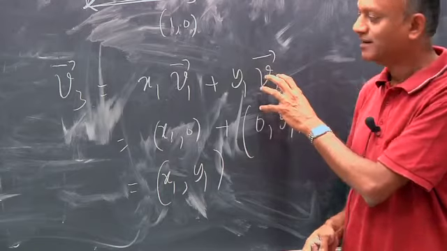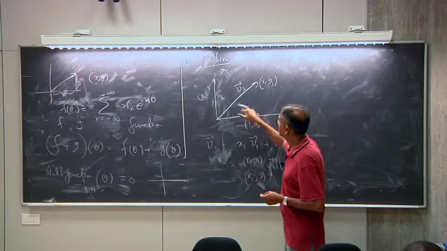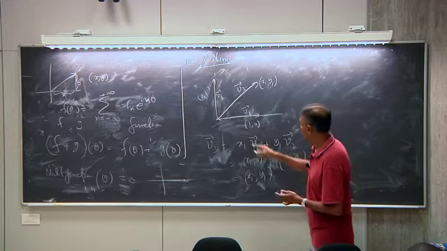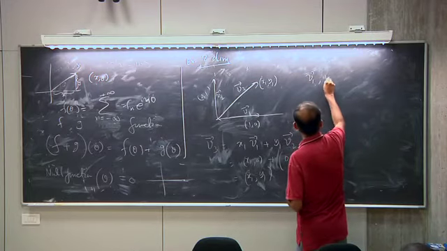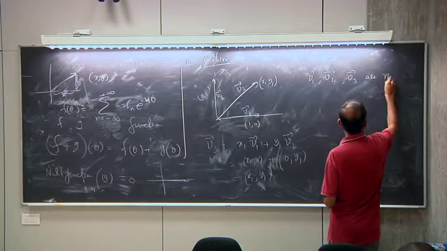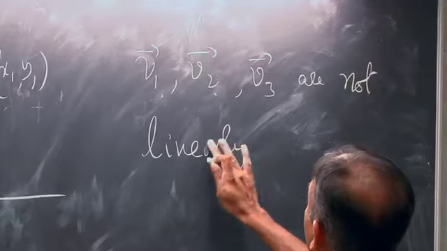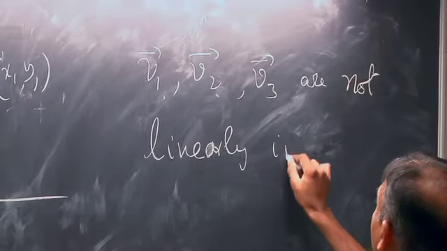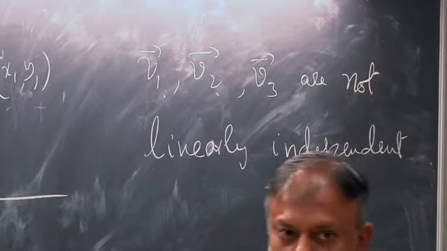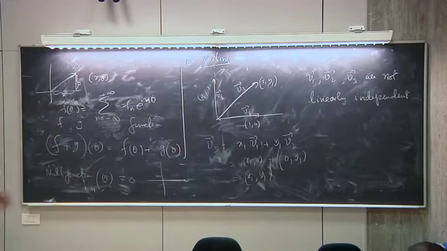So when such a thing happens, you say that v1, v2 and v3 are not linearly independent of each other. That's the definition of linear independence. This is an example of it.